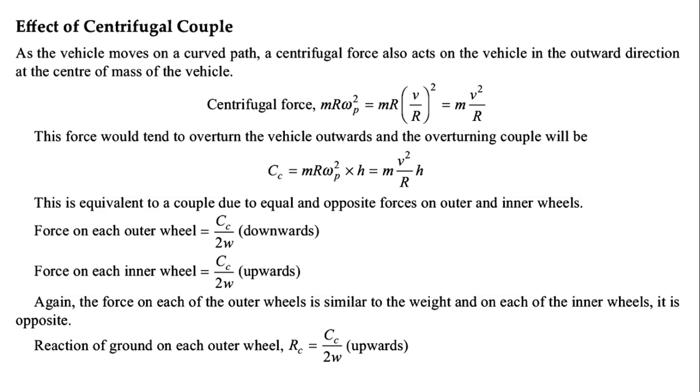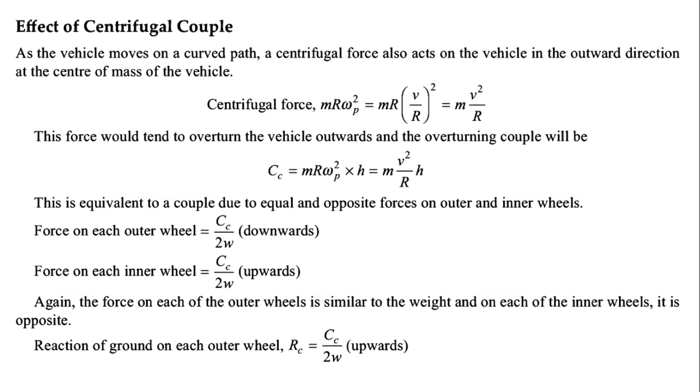So it will be mv square h divided by r. So the force on each outer wheel will be Cc by 2w, that is downwards, and the force on each inner wheel will be Cc divided by 2w, upwards. Whereas if you consider the force on each of the outer wheels, it is similar to the weight on each of the inner wheels, but opposite.